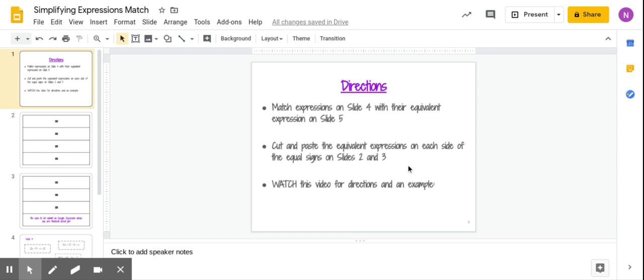Morning. Today I'm going to give you directions on how to complete the simplifying expressions match on Google Slides. So the very first slide are your directions. So basically what you're going to do is there are some expressions on slide 4 that you are going to simplify and match with their equivalent expression on slide 5.